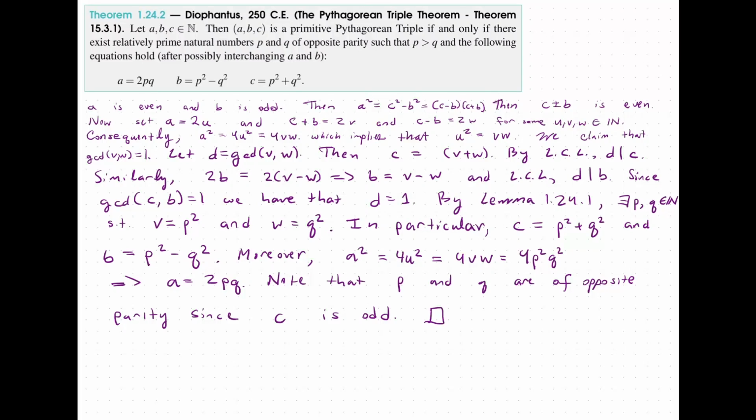So the last thing that is implicit in the argument, and to actually erase here, since we did not mention it. So note that b is equal to v minus w, which is then p squared minus q squared. And we know that b is a natural number, so this is greater than 0. And so that implies that p minus q is positive, which implies that p is greater than q. And so now we are officially done. We have proven the Pythagorean triple theorem.